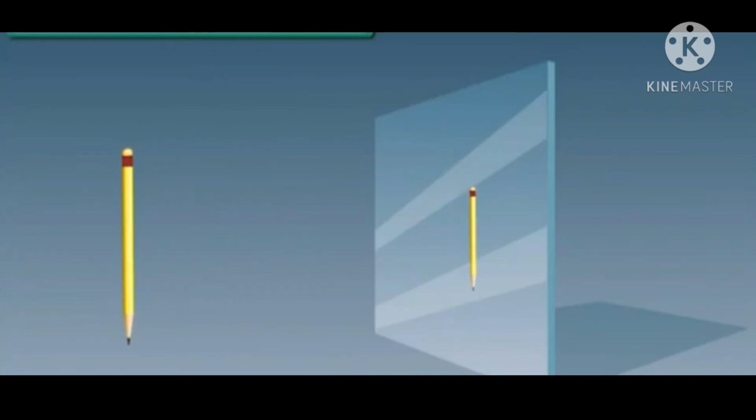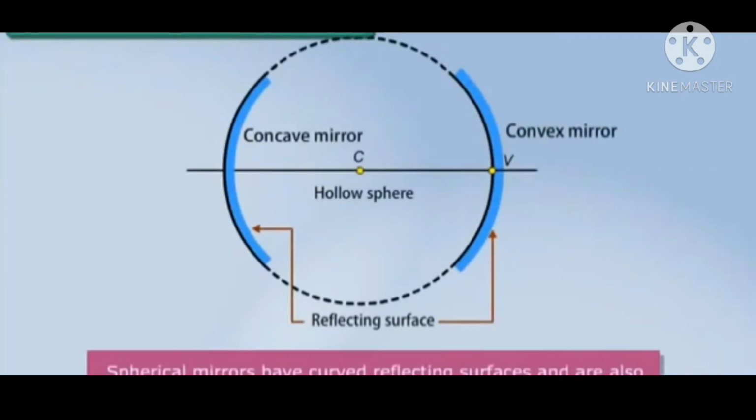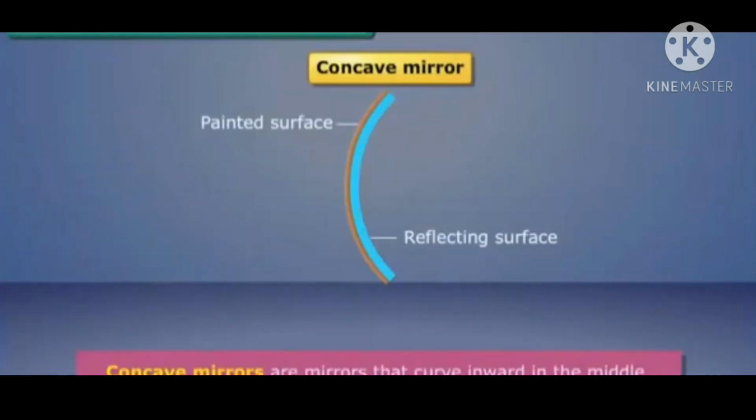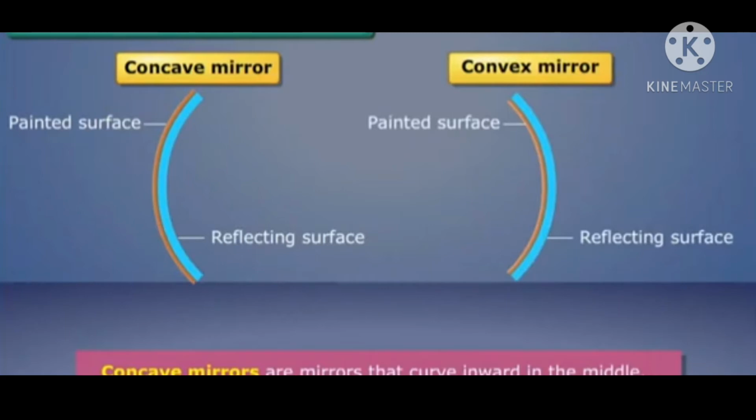Now, the topic is spherical mirrors. All the mirrors are not straight like the plane mirrors. Even the polished and smooth curved surfaces can act as mirrors. Such mirrors are called curved mirrors or spherical mirrors. So, a spherical mirror is that mirror whose smooth and polished reflecting surface is a curved surface. It is of two types, concave mirror and convex mirror.